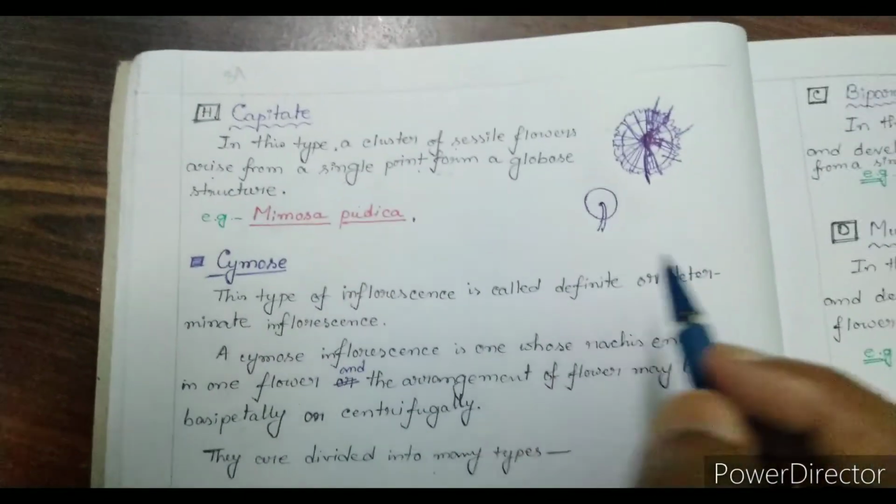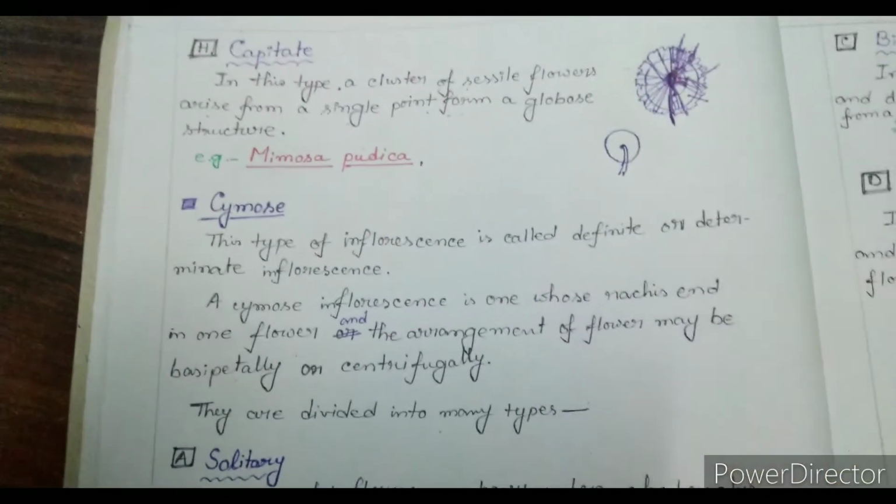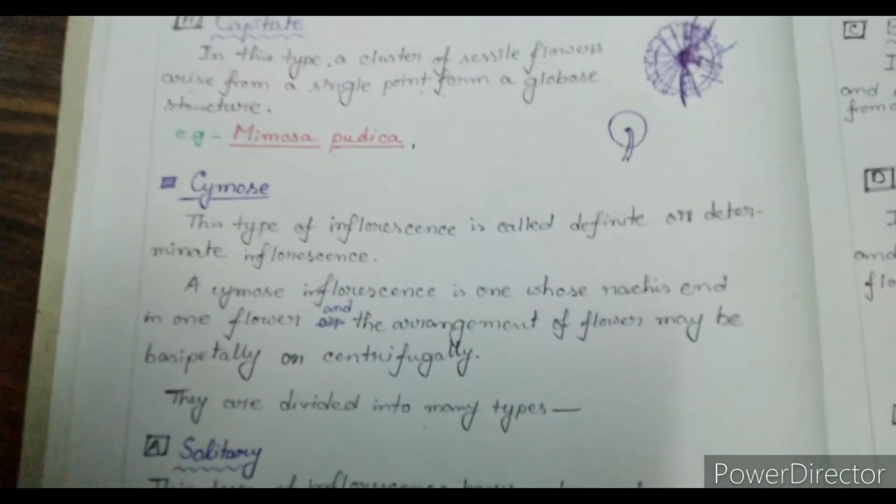So for today, we discussed inflorescence, one type of inflorescence which is called racemose inflorescence.